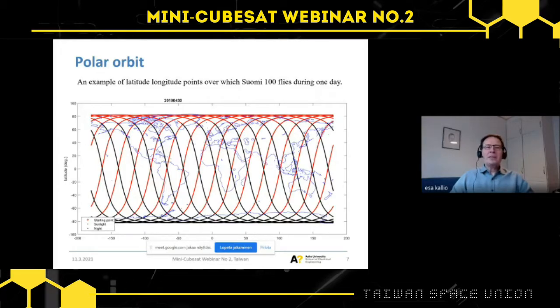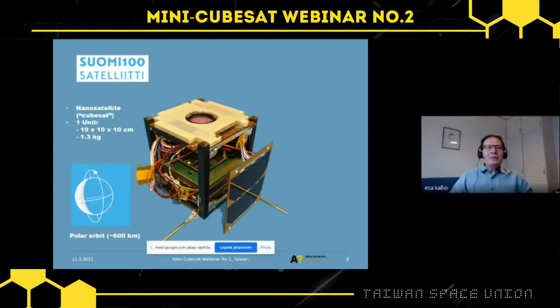And it also affects how we operate our instruments. Here you can see a photograph of Suomi Sata. And actually I also have a one-to-one copy of these satellites. It's one unit. One unit means that it's 10 centimeters by 10 centimeters by 10 centimeters in size, 1 liter in volume, with a mass of about 1.3 kilograms.